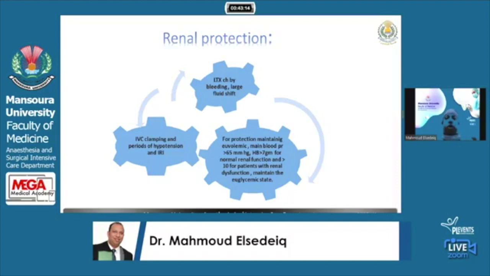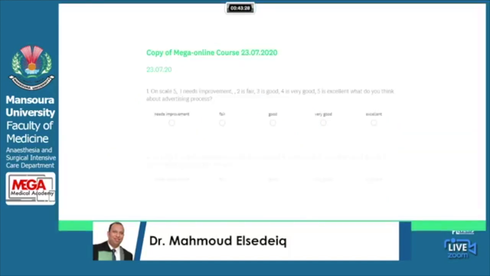Renal protection. Liver transplantation is characterized by bleeding and large fluid shifts, IVC clamping, periods of hypotension, and ischemia reperfusion injury. All of this can lead to acute kidney injury. For protection, we keep the patient euvolemic, maintain the mean blood pressure above 65 millimeters of mercury, hemoglobin above 7 grams for patients with normal renal function and above 10 for patients with renal impairment, and maintain the euglycemic state.